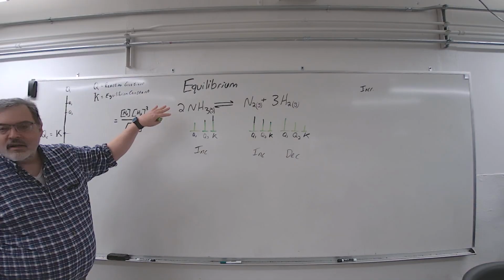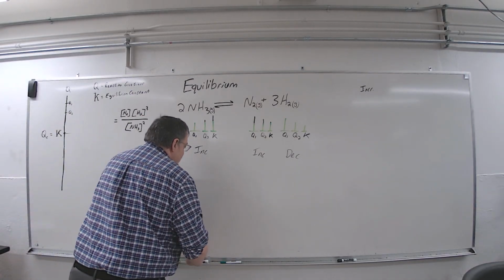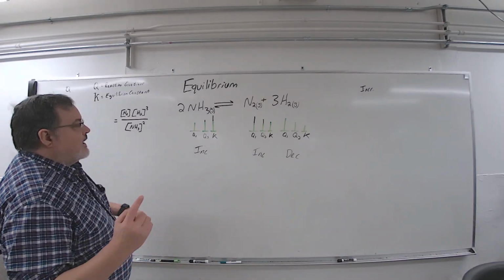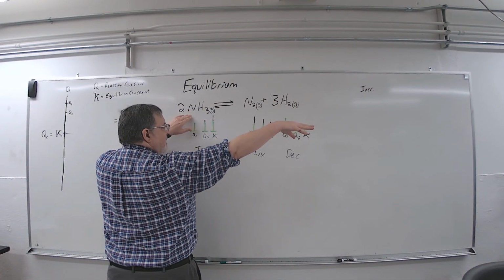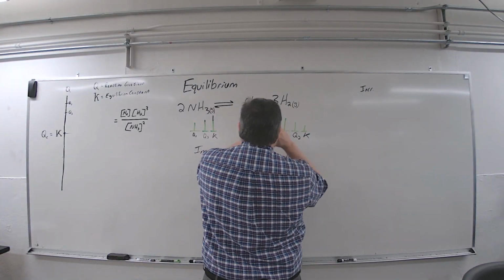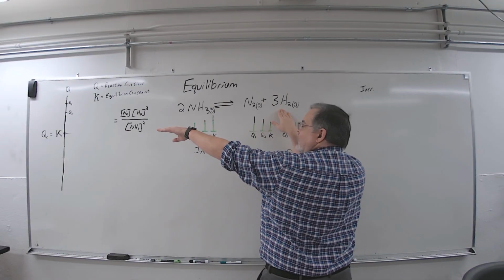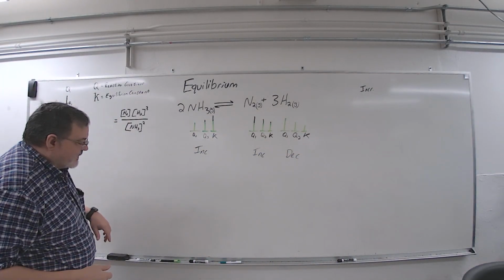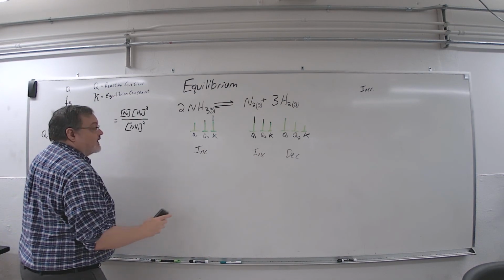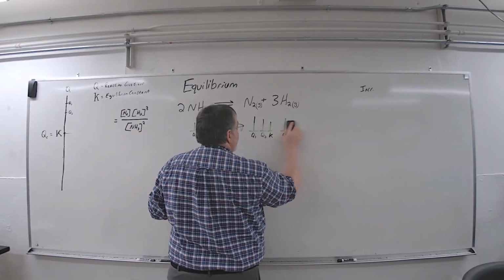If I add some of this, what does it do? And typically, you can say it like this: if I add some of this, it flows that way to get back to equilibrium. If I add something over here, it flows that way to go back to equilibrium. That's the quick, simple way to put it. And then there is one more twist. You can talk about removing some. So let's do that.